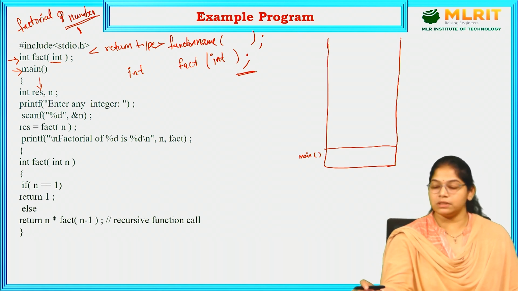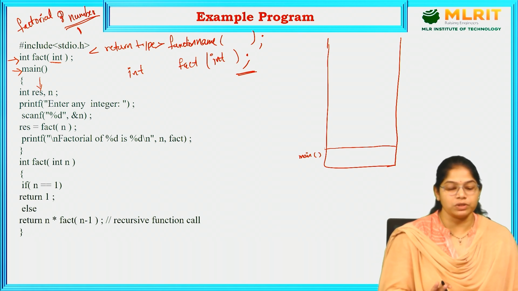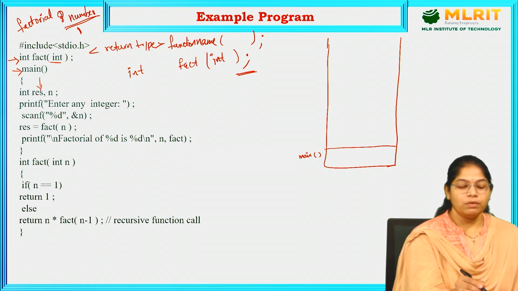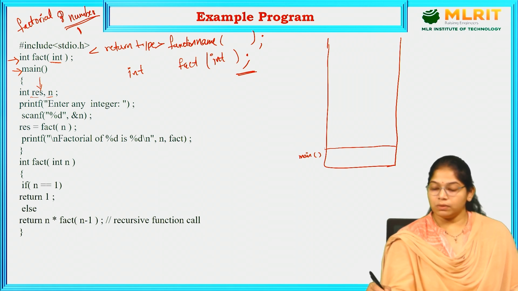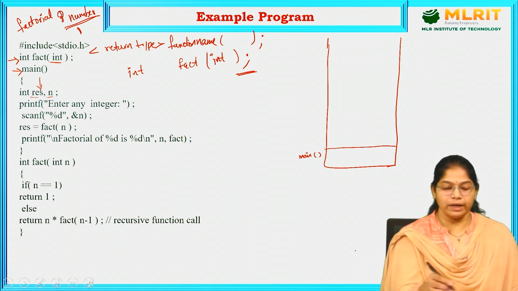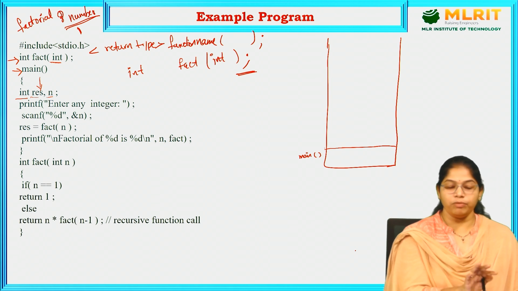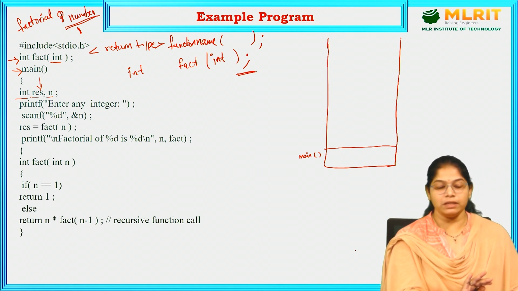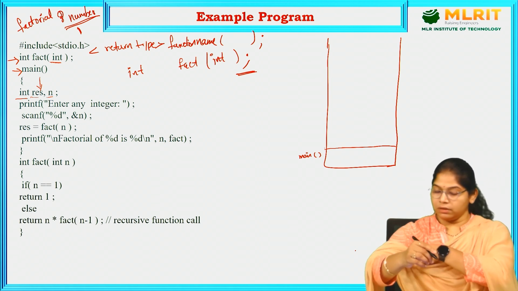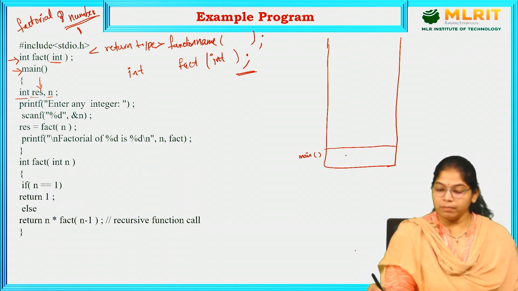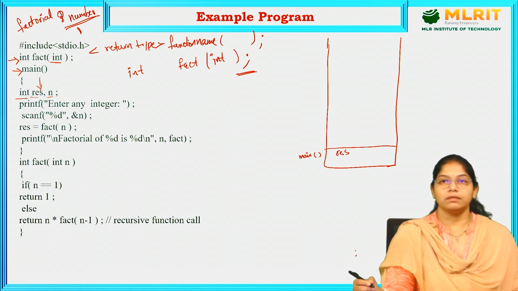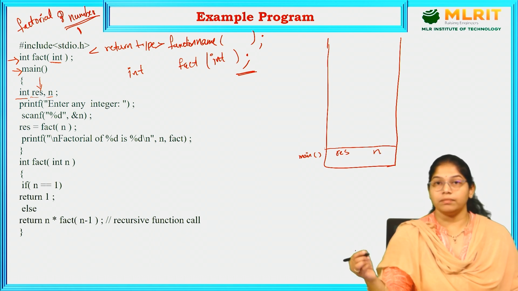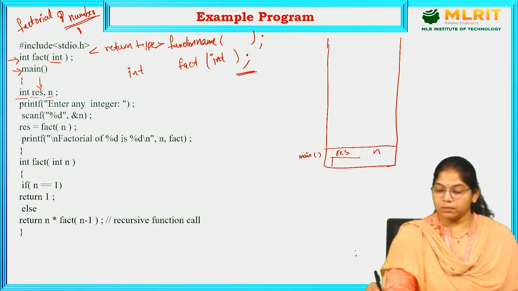Let us suppose this is one segment which is allocated to the function main. In main, what did we declare? We declared result and n. Those are of type integer. So some memory is allocated for the integer type. Let us consider 4 bytes of memory is allocated to those variables, result and n.